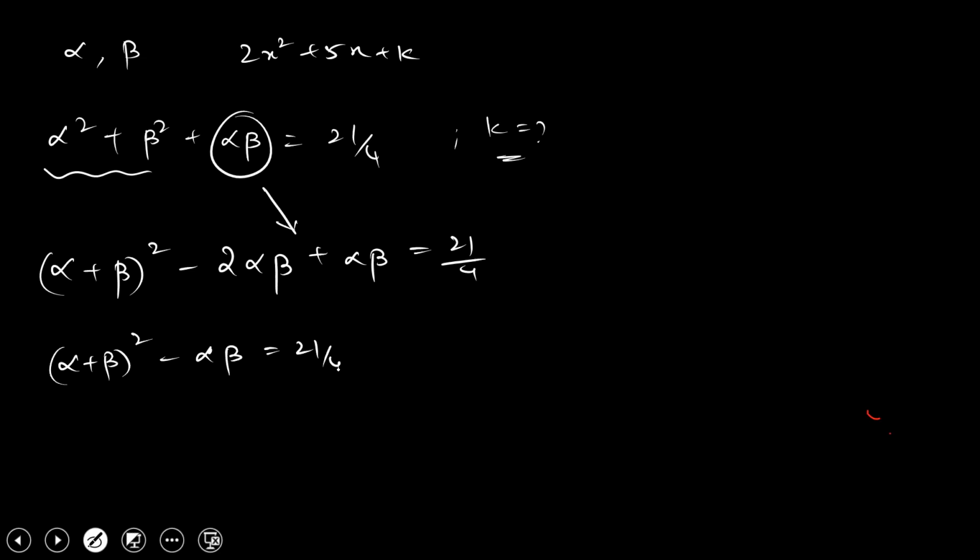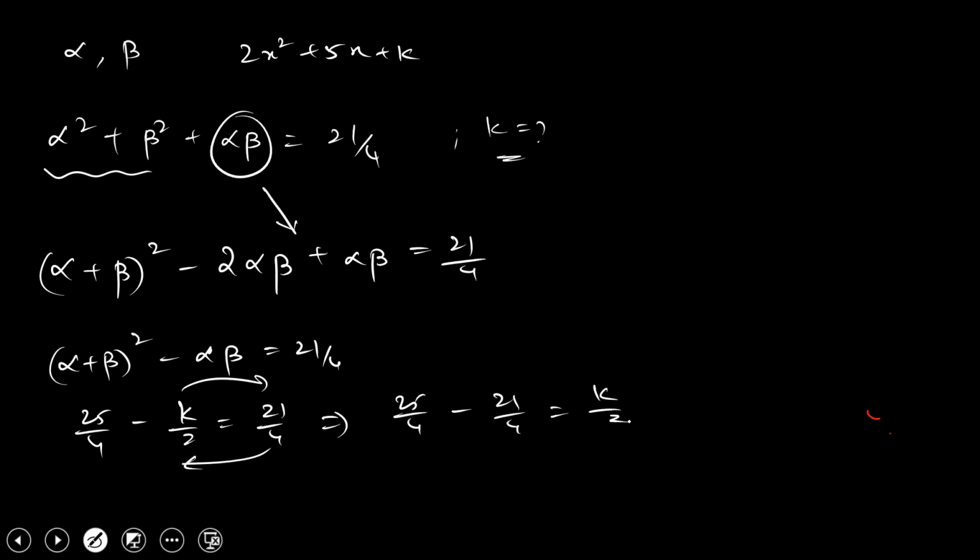So alpha plus beta is how much? Minus 5. So I'm going to get 25 by 4 minus alpha beta, which is k by 2, is equal to 21 by 4. Take k by 2 to the other side, 21 by 4 this side. So 25 by 4 minus 21 by 4 is equal to k by 2. I'm going to get 4 by 4, which is 1. So k will be equal to 2. Let me check if there is an option. Yeah, the option is there.